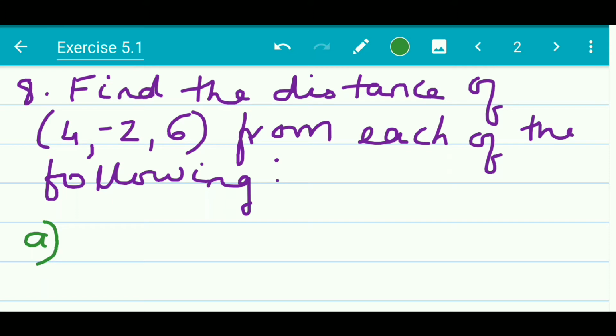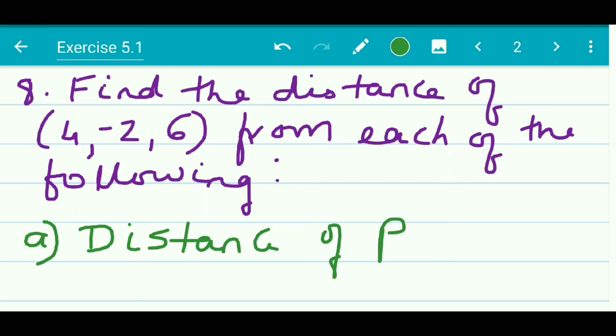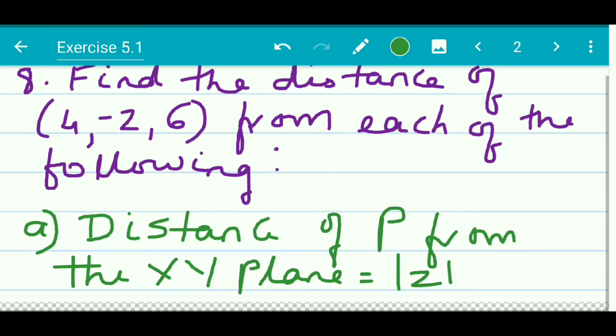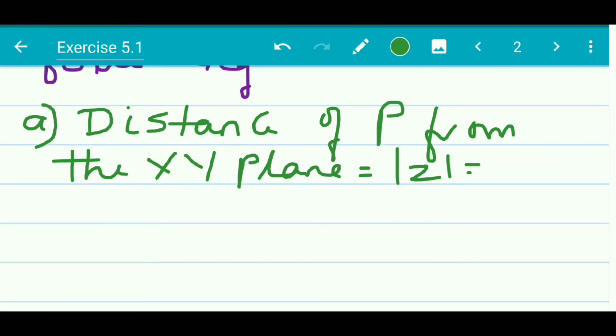So in this case, first one, we want to find the distance of this particular point. Say the point is P. So distance of P from the xy plane. The distance of any point from the xy plane is given as mod z. The magnitude of the z coordinate, which is the z coordinate over here, it is 6, isn't it? So mod z comes out as 6 units. So 6 is the distance of point P from the xy plane.